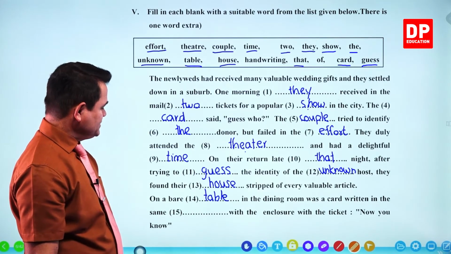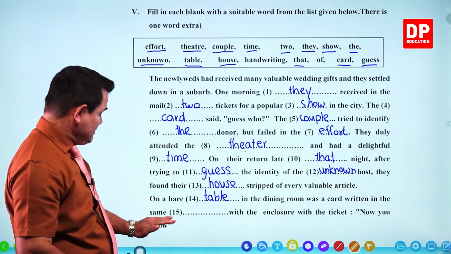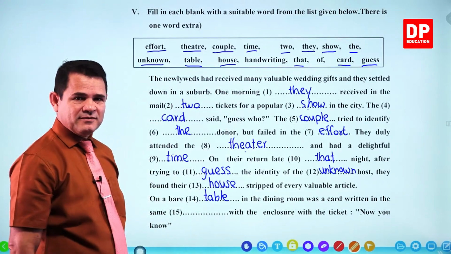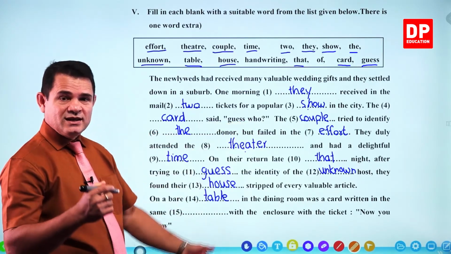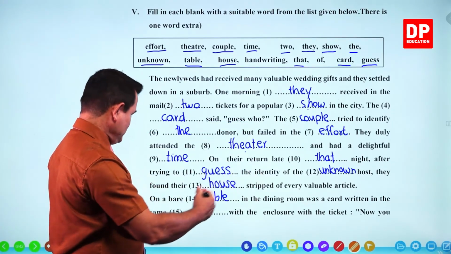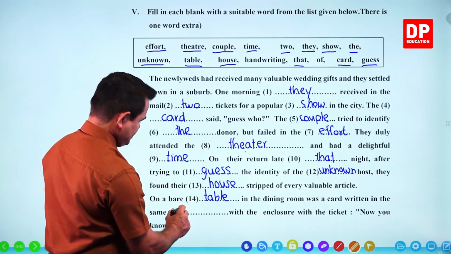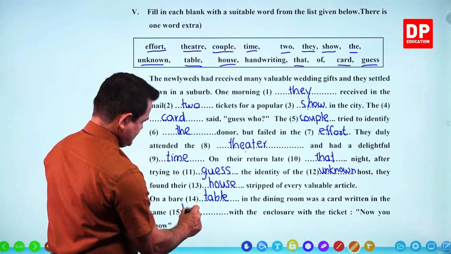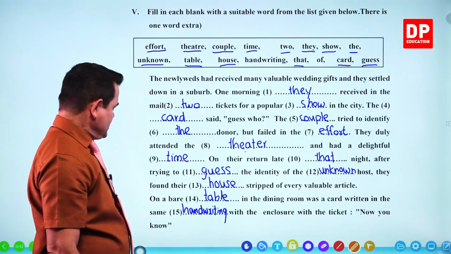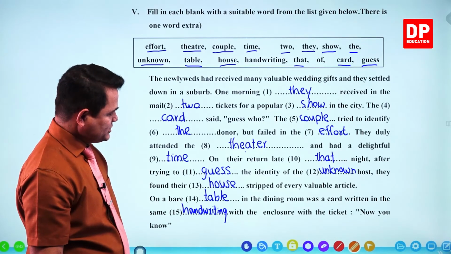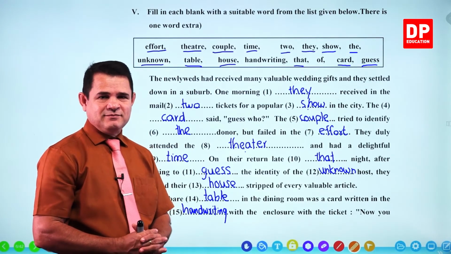On a bare table in the dining room was a card written in the same handwriting as the one enclosed with the ticket. Now you know. Now you see, you've got the meaningful paragraph. Let's read it and see.